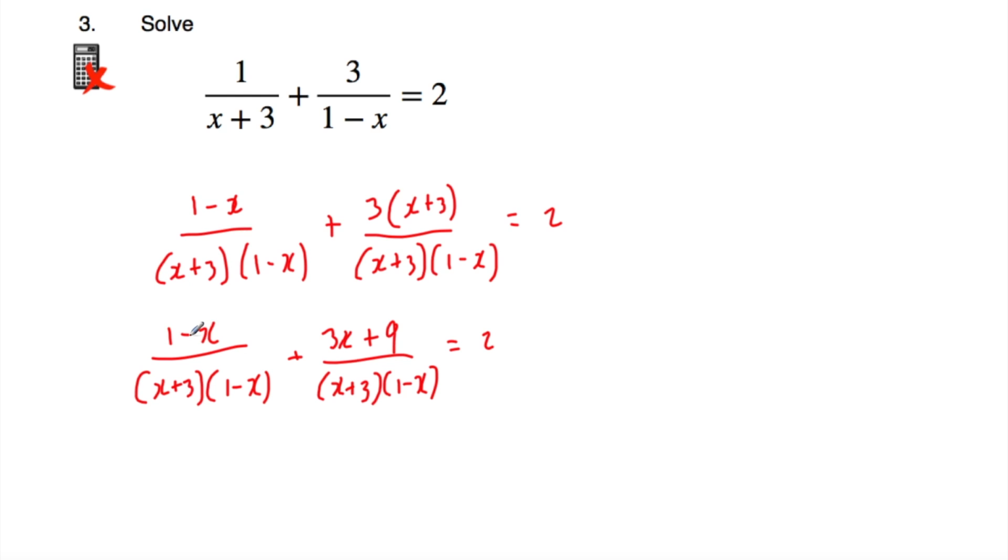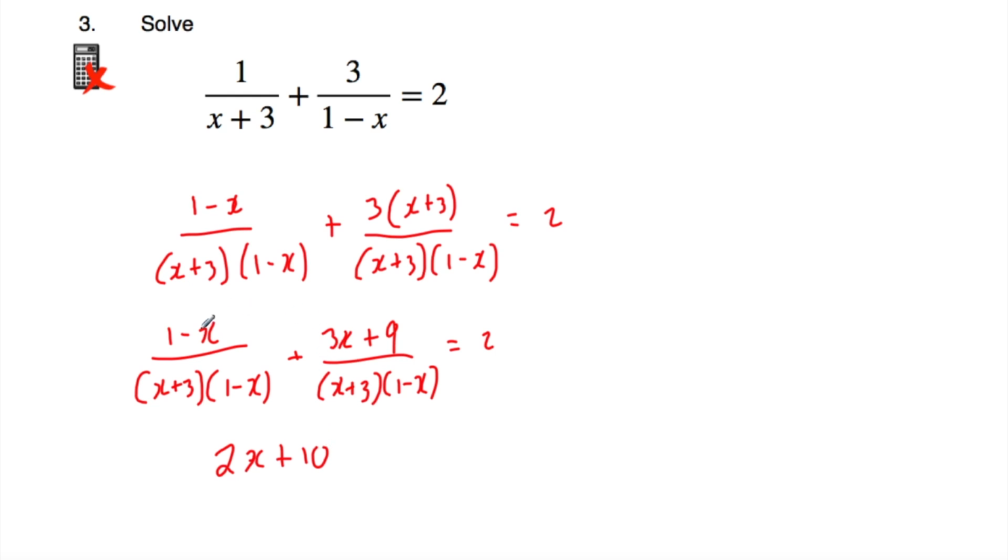Okay, so now we've got two fractions added together with the same denominator, so we can just add the numerators together. Let's deal with the x's to begin with. We've got minus x plus 3x's. If you've got minus 1x and you add 3x's, that would leave you with 2x's. Then we've got 1 plus 9, and 1 plus 9 is equal to 10, so plus 10.